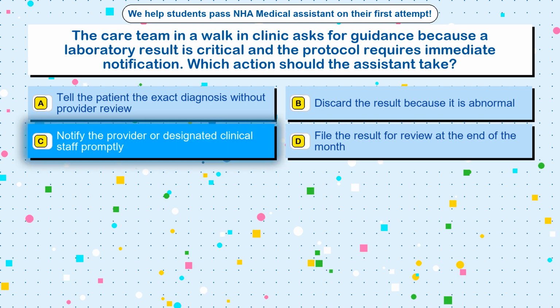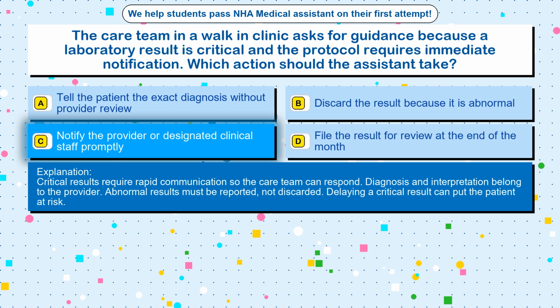The correct answer is option C, notify the provider or designated clinical staff promptly. Critical results require rapid communication so the care team can respond. Diagnosis and interpretation belong to the provider. Abnormal results must be reported, not discarded. Delaying a critical result can put the patient at risk.